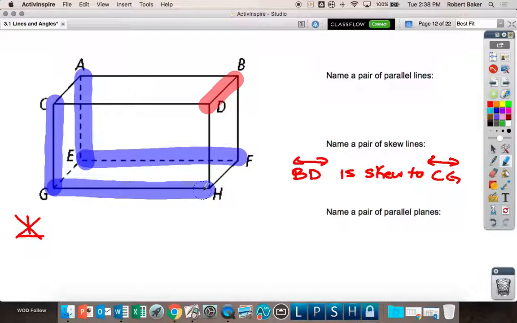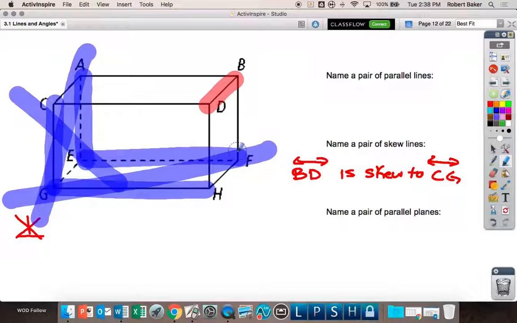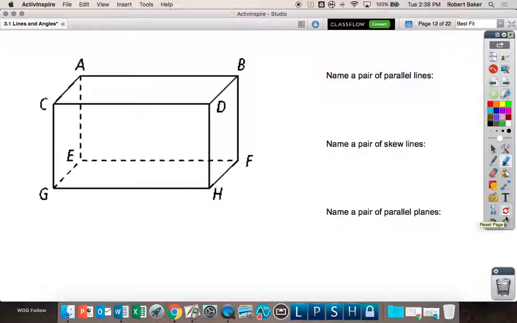What about this line? Let me guess C and E. Yeah, so the other X on the back of the box. Then what about A and F? At that point, it just looks like someone dropped some spaghetti on there, right? It loses its value. All right, so the last one is name a pair of parallel planes.